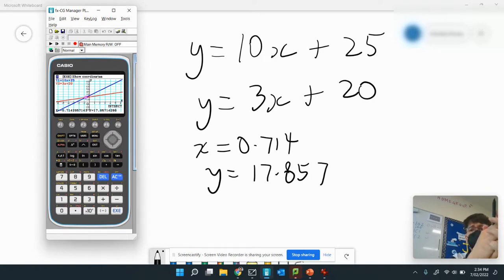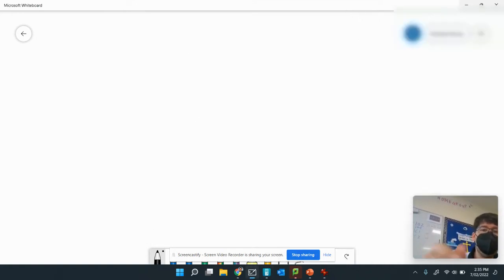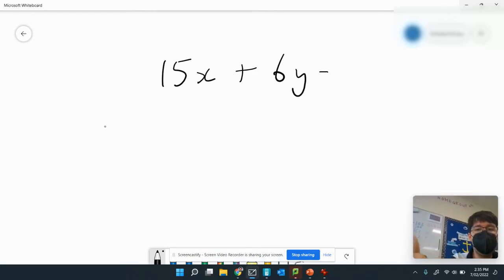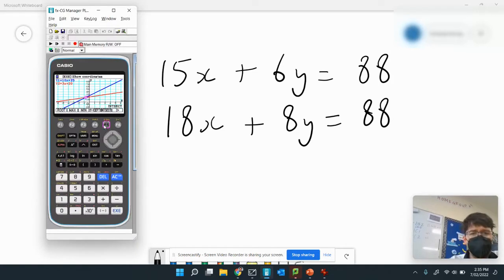What about if they weren't in gradient intercept form? Let's just clear that. What's the other form that we've been looking at? The other one's called general form. All right, 15x plus 6y equals 88. And 18x plus 8y equals 88. Okay, here we go. They're both in general form.